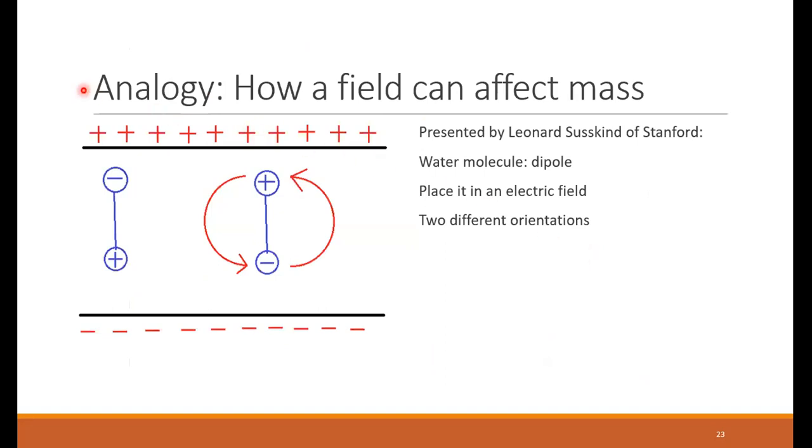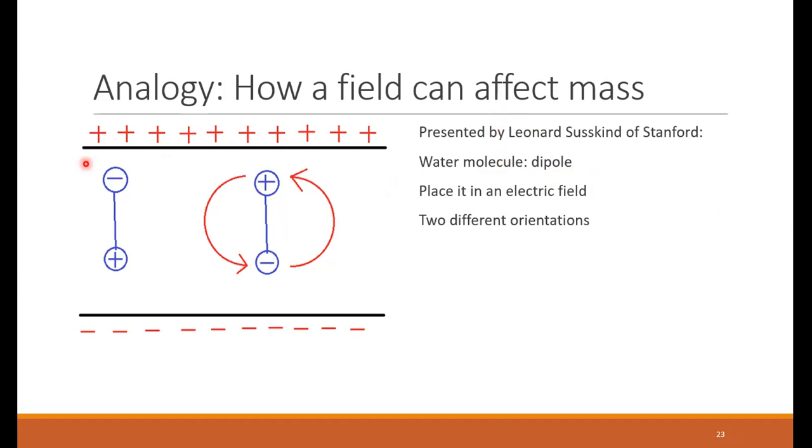I'm almost done. One more thing that I want to talk about is you could ask, how does the Higgs field give mass to particles? Again, by analogy to electromagnetism, we can have a basic understanding of how this happens. Imagine a water molecule. We know that a water molecule is a dipole. It has hydrogen at one end, oxygen at the other end. They have different electronegativities, partial positive on one side, partial negative on the other side.